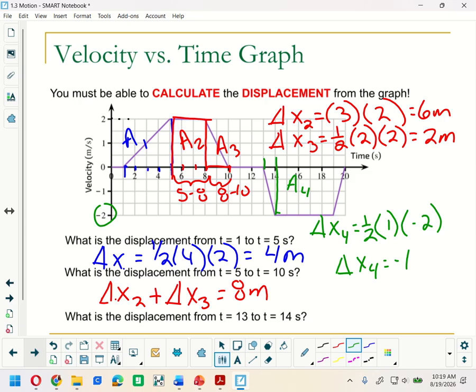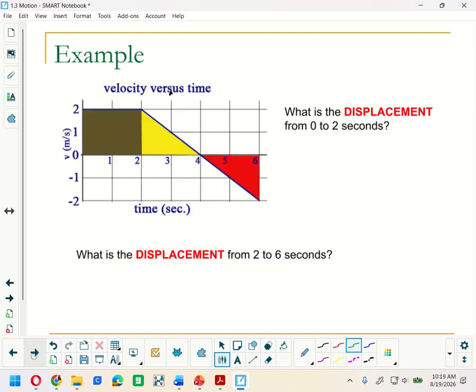All right. I want you guys to do the displacement from 0 to 2 and the displacement from 2 to 6. So use the information we just did right now and go.